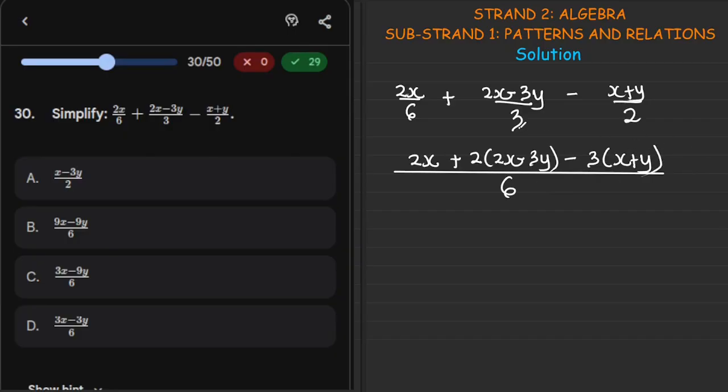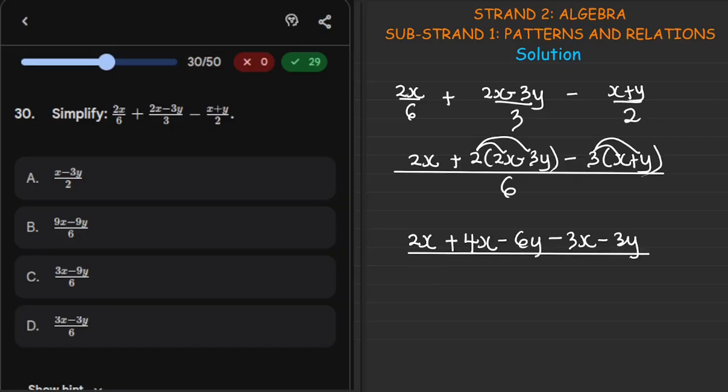So with that, let's open the bracket we have in the numerator. We have our 2x, then 2 multiplying 2x gives us a positive 4x. And then 2 multiplies negative 3y to give us a negative 6y. This also applies. So negative 3 times x gives us a negative 3x. The negative 3 times y gives us a negative 3y. Not forgetting, it is all over 6.